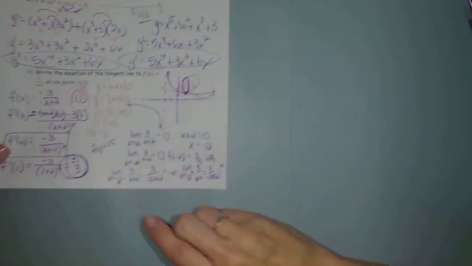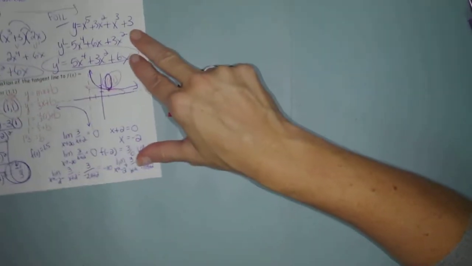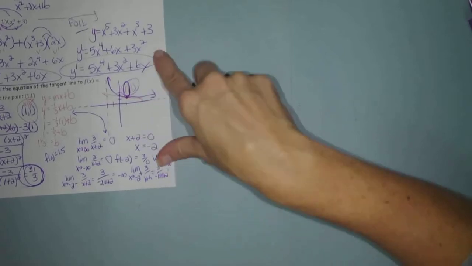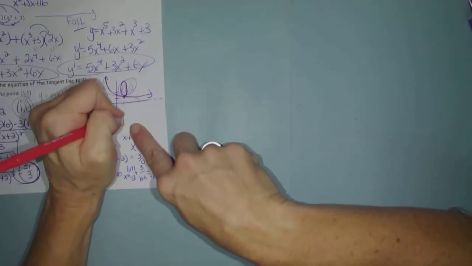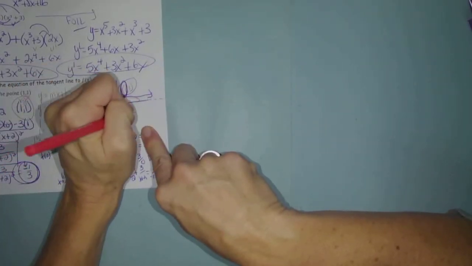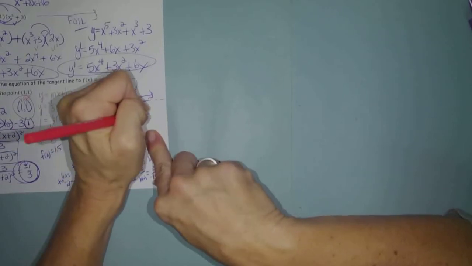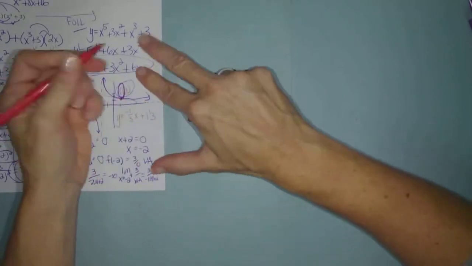So my final answer to this problem, I don't know where I'm going to put it because I've run out of room, but I'll put it right here. The equation of the tangent line at 1, 1 is y equals negative 1 over 3 x plus 1 1/3.